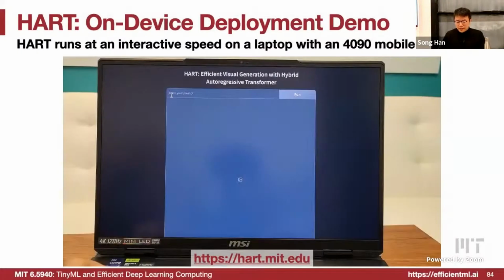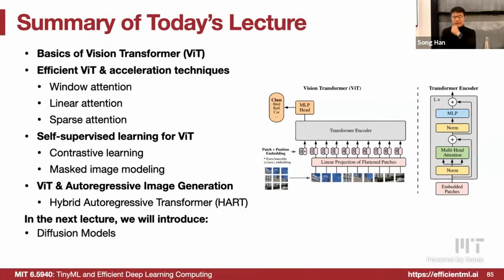Okay, go back to the slide. So let's summarize today's lecture. We basically started with the basics of vision transformer. Everything can be tokenized, not only language but also images, so we can have token in and token out. In the basic architecture of ViT, the computation grows quadratically with the resolution. So how do we make it more efficient?